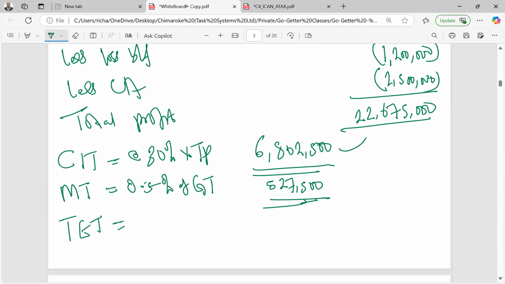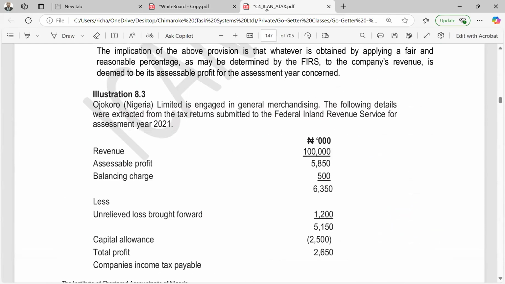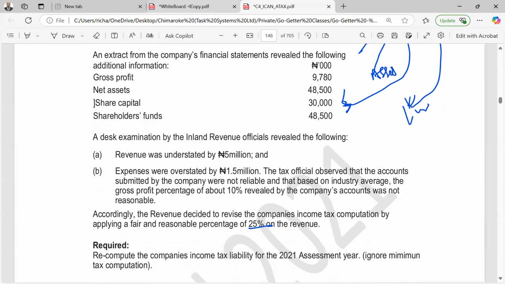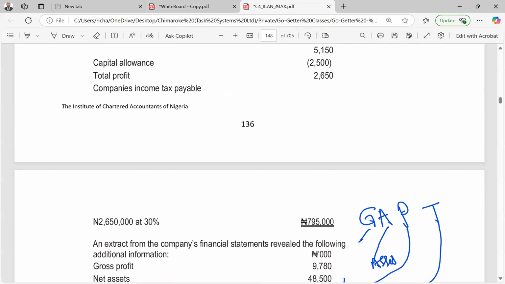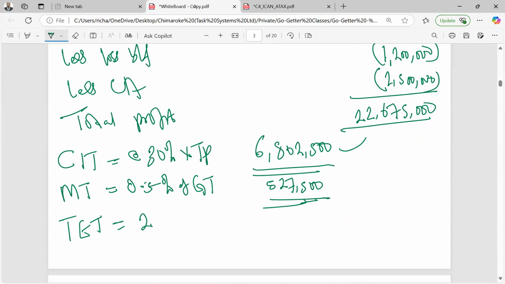Tertiary education tax, what year is this? This is 2021. Is it 2.5%? 2021 year of assessment, is it 2021 or 2022? 2021 is 2%. From 2022 it became 2.5%. So this is 2% of accessible profit.